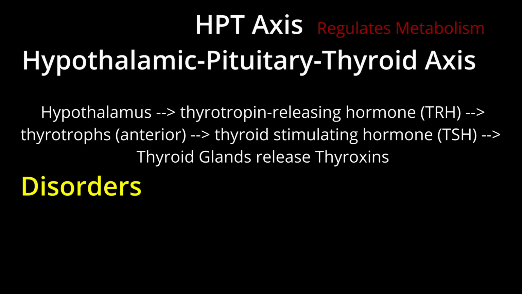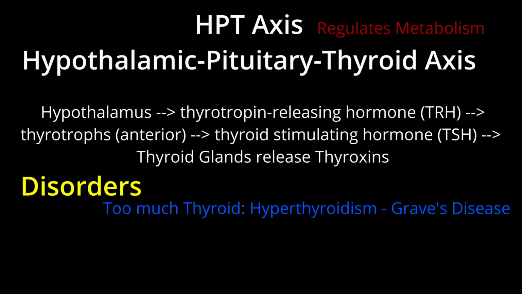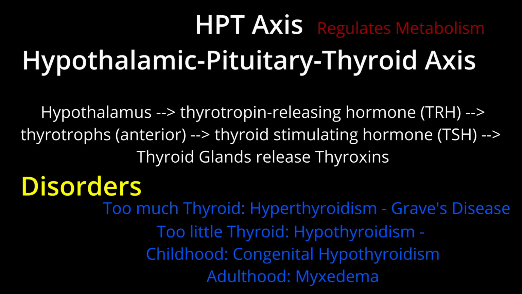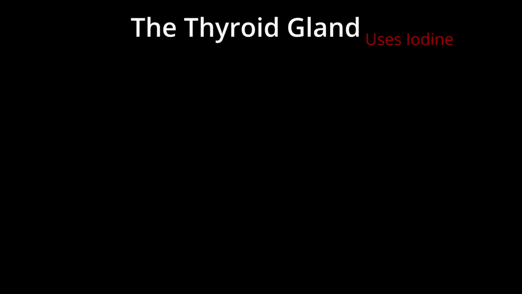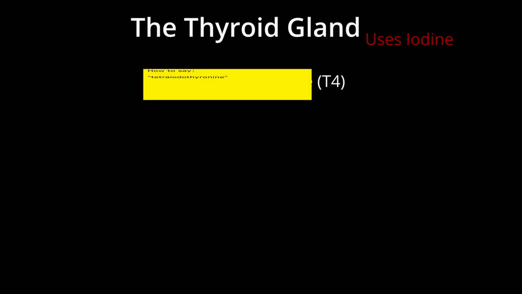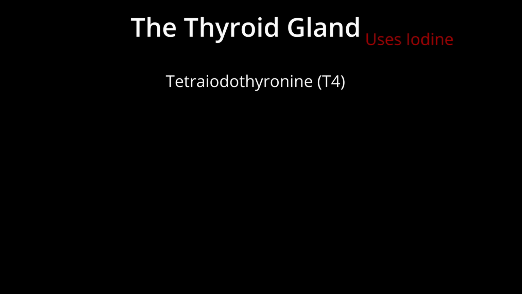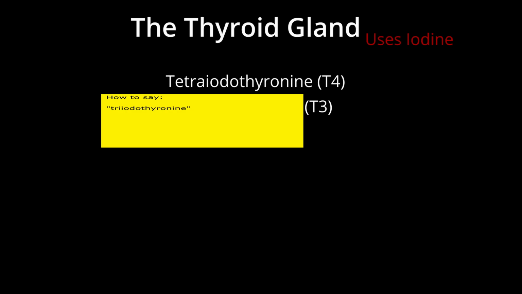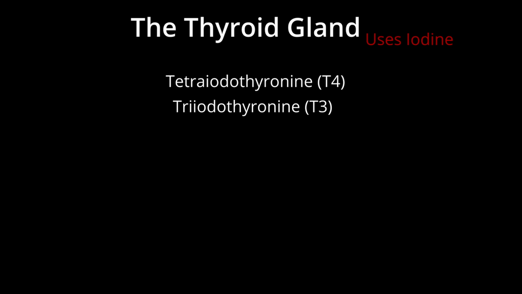There are also disorders of the HPT. Too much thyroid hormone, also known as hyperthyroidism, could lead to Graves' disease. Too little thyroid hormone is known as hypothyroidism. In childhood, it could lead to congenital hypothyroidism, and in adulthood could lead to myxedema. The thyroid gland, using iodine, is able to produce thyroid hormones: tetraiodothyronine, T4, which is less active than T3, and triiodothyronine, T3. I don't know how to pronounce any of these.